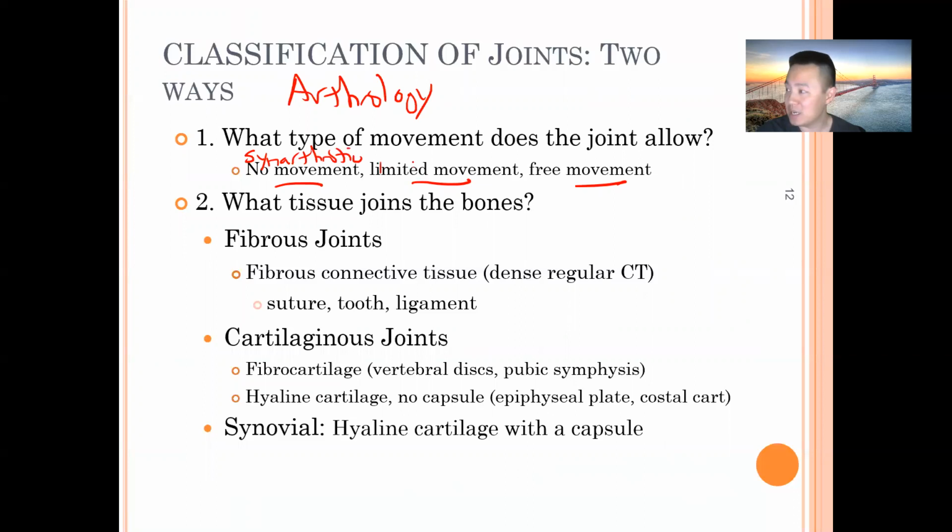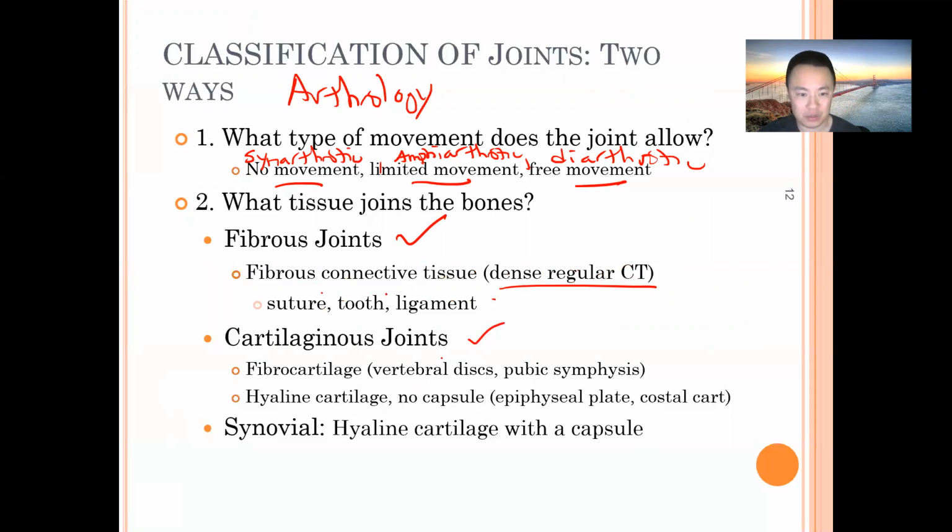How about limited? You better say amphiarthrotic. And free movement is diarthrotic. Okay, now what tissues join the bones? Well, you have several different types. You've got the fibrous joints, which are made up of fibrous connective tissue, made up of dense regular connective tissue. And examples of these include the suture, the tooth, and the ligaments.